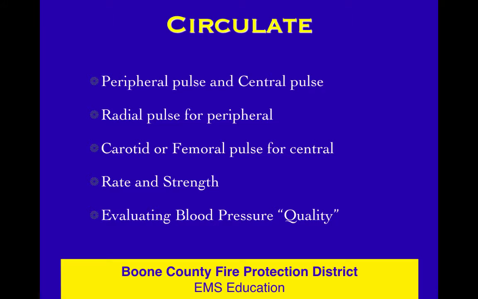A central pulse would be the carotid in the neck or the femoral, or femoral, some people say, and I think both are right. The carotid or femoral pulse, the femoral pulse in the groin, those are central pulses. Those are near the central circulation. When those go away, it's called a code. And so we have to do CPR, it's cardiac arrest. When you're evaluating pulses, we look for their rate and their strength.